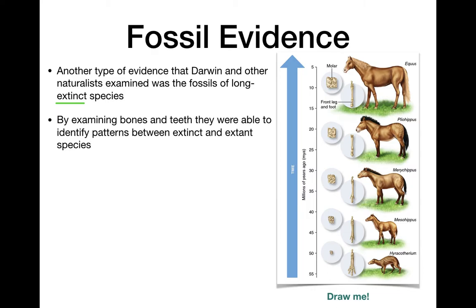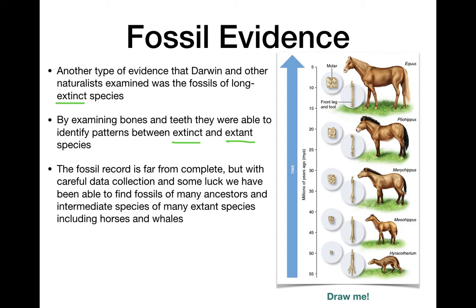So by looking at bones and by looking at teeth, which are often preserved much better than the entire body, they can identify patterns between extinct and extant species. So if extinct species are those that are completely gone, extant species are the opposite, species that still can be found on Earth. And if we look here, here is a modern horse, and they look at the molar, the back kind of grinding tooth of the modern horse, and its front leg and foot. And then look at fossils from all these other horse ancestors. And you can see the foot here and the molar changing over millions of years.